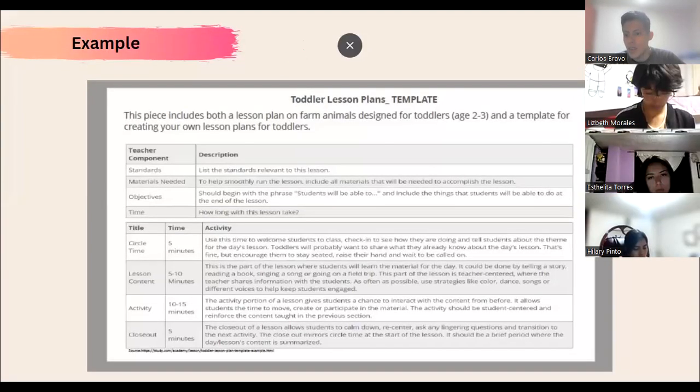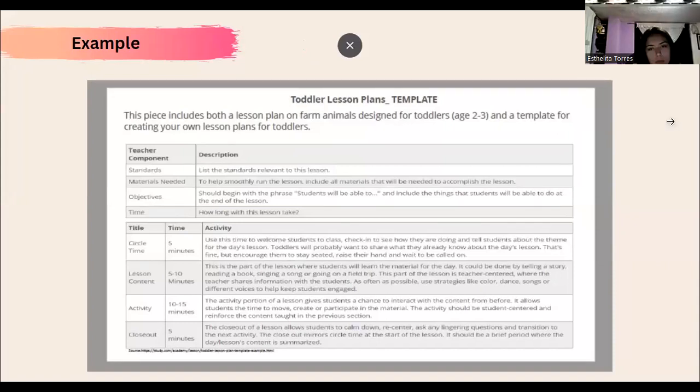Okay, then we have an example of a lesson plan and a template. As you can see, there are the teacher components divided in standards, materials needed, objectives, time, and then the description. And you need to write all the activities that you are going to do. And also we have here the title of the activities, the duration of each activity, and the description of each activity. That means that the teacher in this part must write very specifically the activities that students are going to develop during the class.